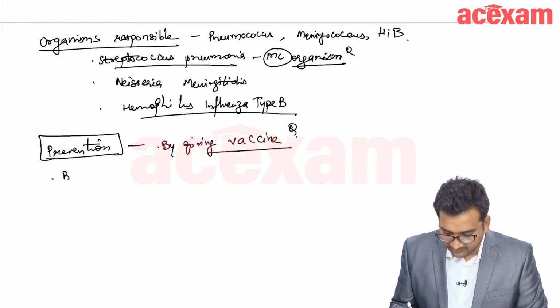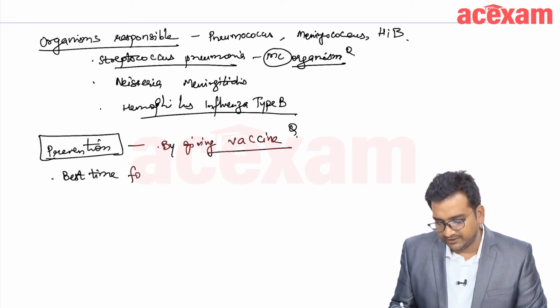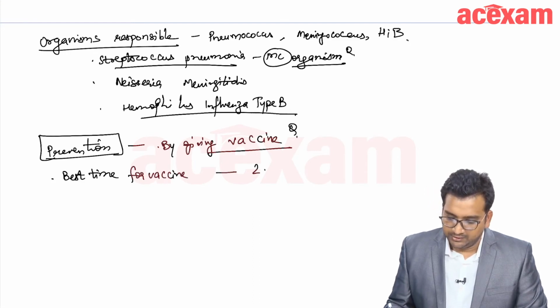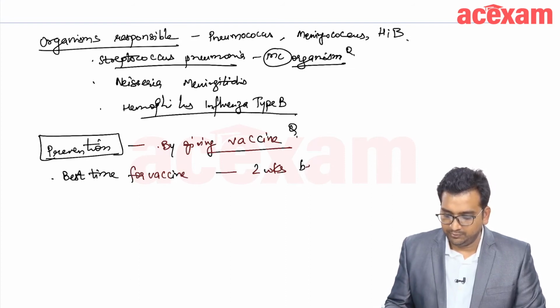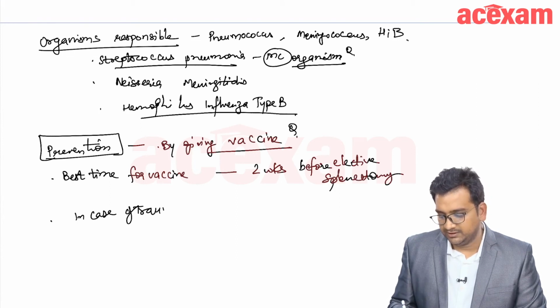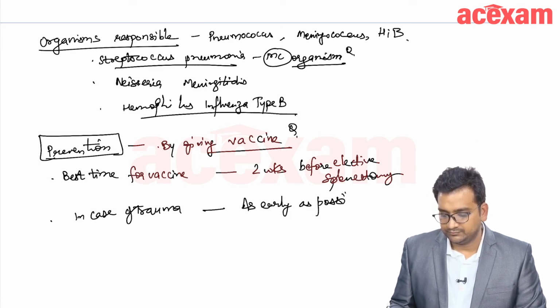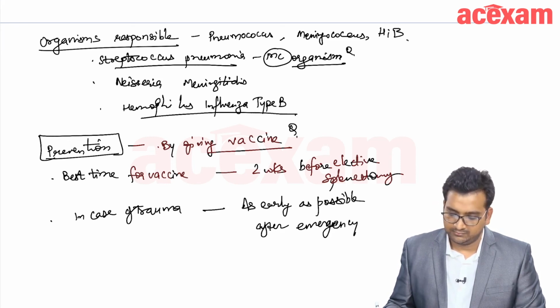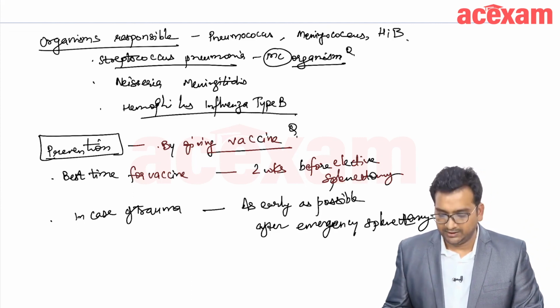So the best time for vaccine is at least 2 weeks before elective splenectomy, and in cases of trauma or emergency, as early as possible after emergency splenectomy. Okay, so that is all about spleen.